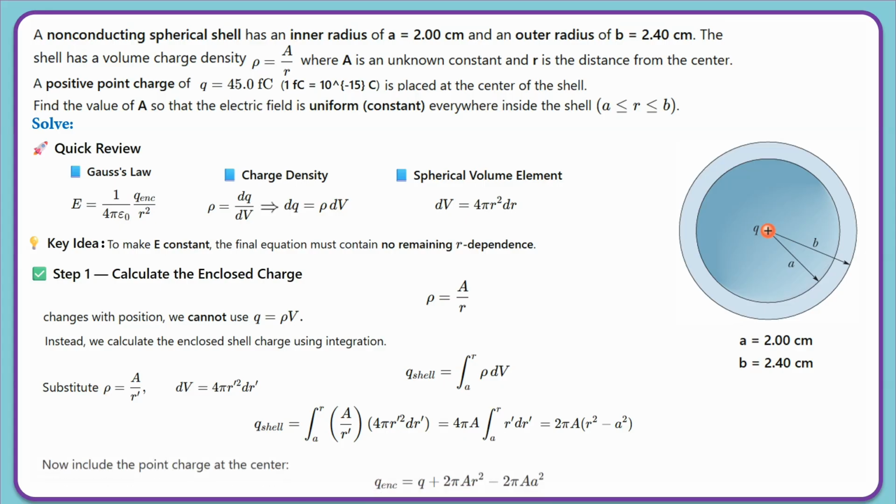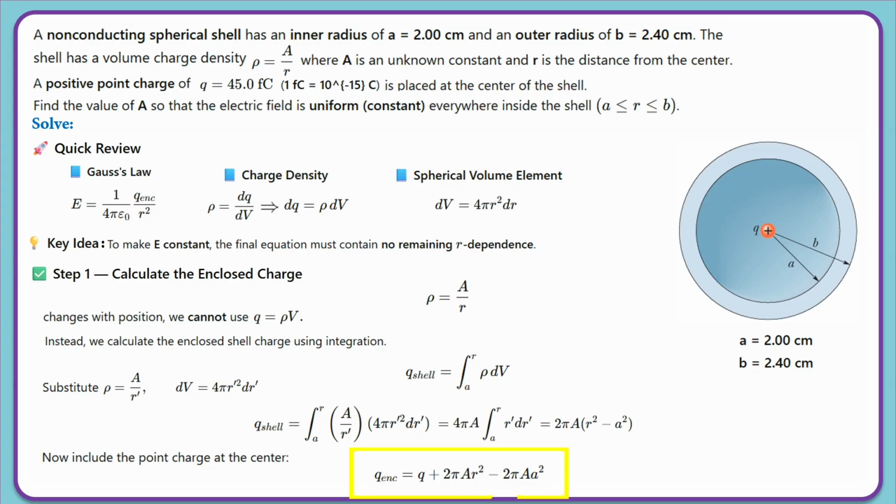Finally, we add the point charge at the center. So the total enclosed charge becomes Q enclosed equals Q plus 2 pi A R squared minus 2 pi A squared.